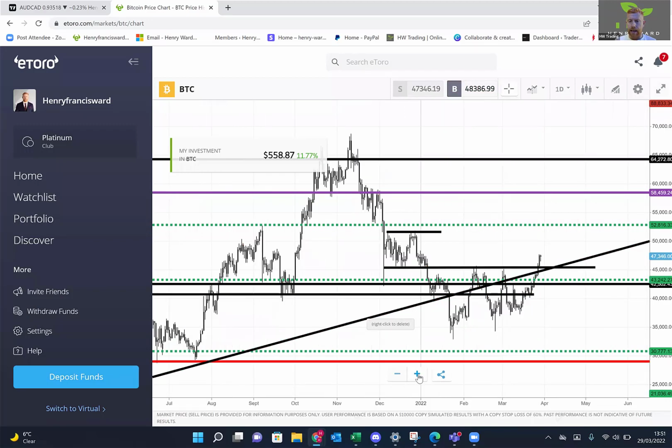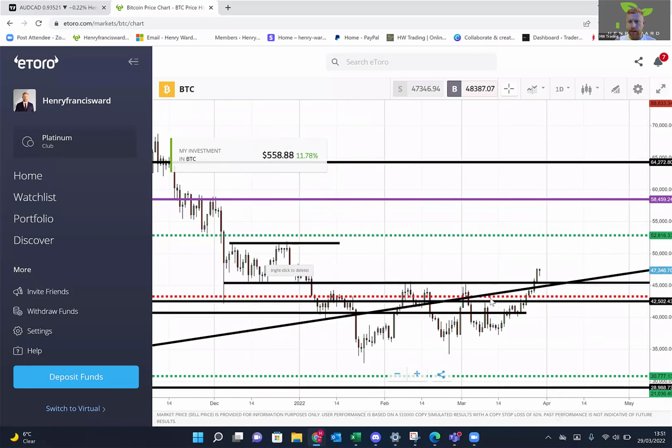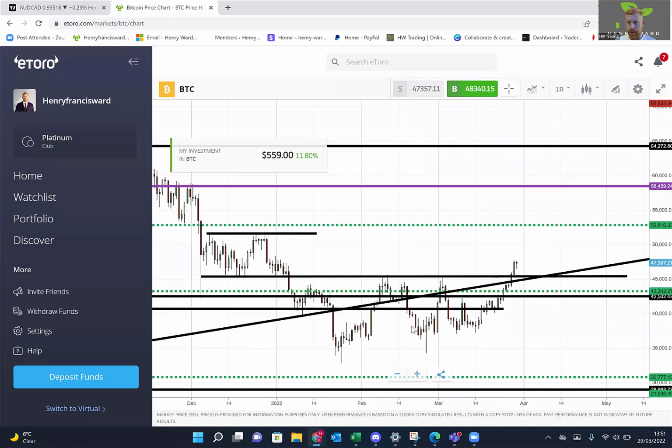Now the problem is that this level is, yes, it's recent, but is it being respected? Not massively. It seems to be this area here between 35 and say 40, 43K. That's where it seems to be an area that it's pivoting. Okay.